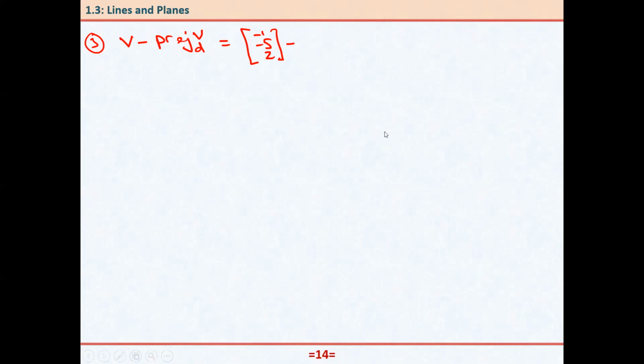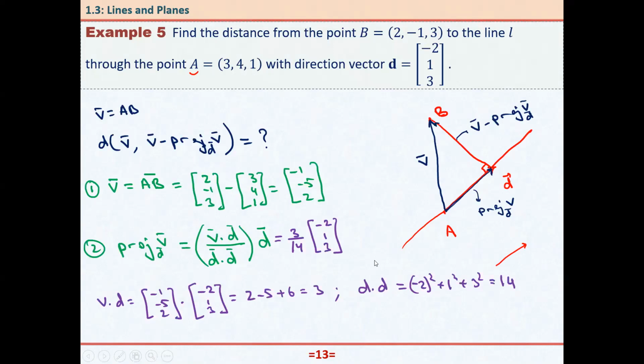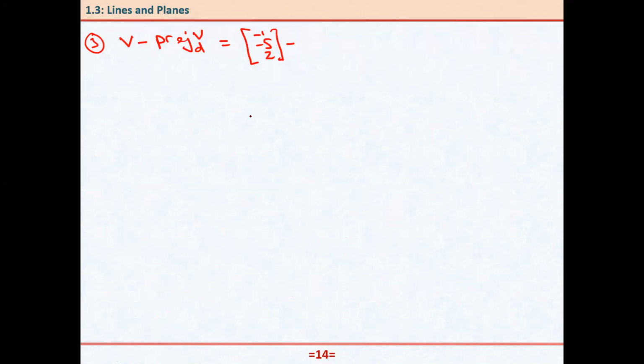As you know, it is 3 over 14 times the components of D. If I simplify this, I can write it as minus 3 over 7 in the first component, because 2 and 14 cancel, and 3 over 14 and 1 over 14 for the others. So we have 3 over 7, 3 over 14, and 3 over 14.